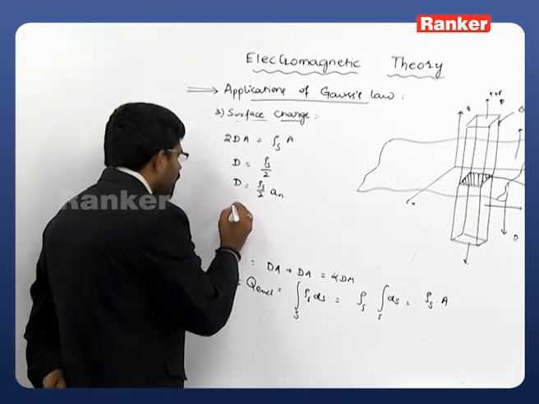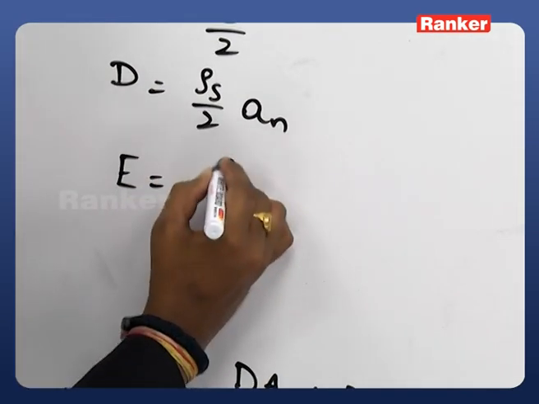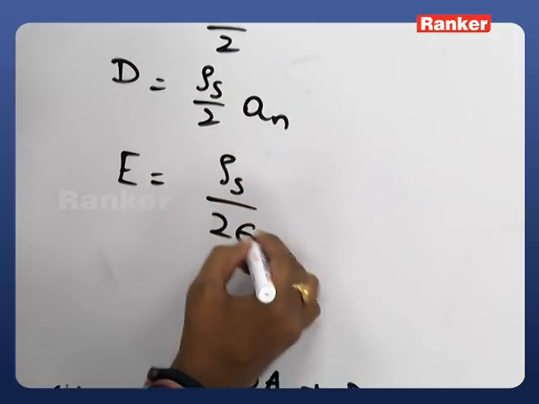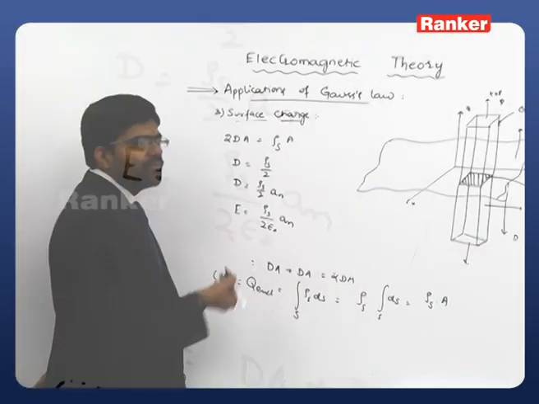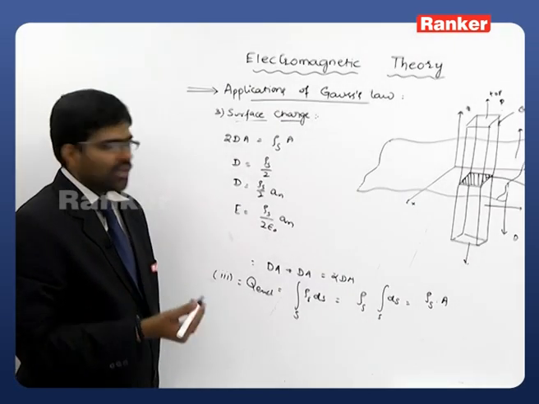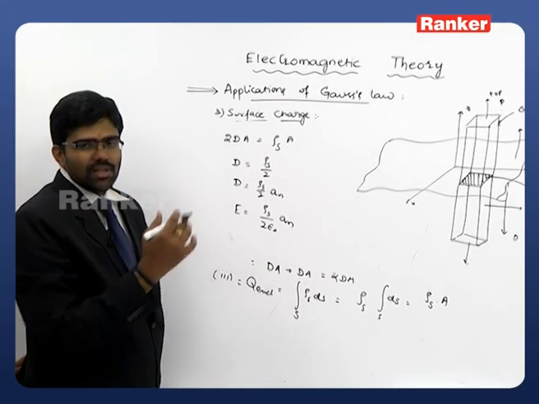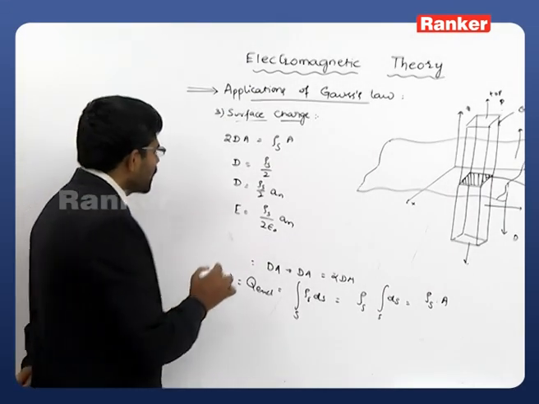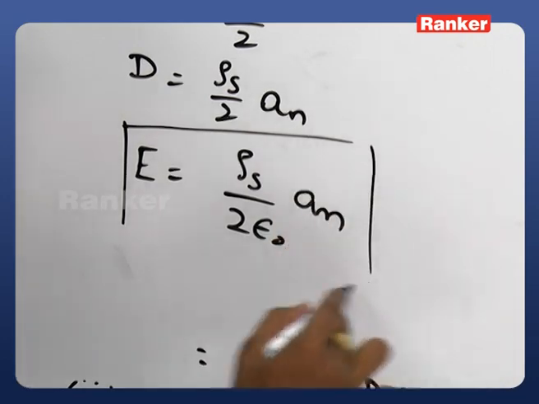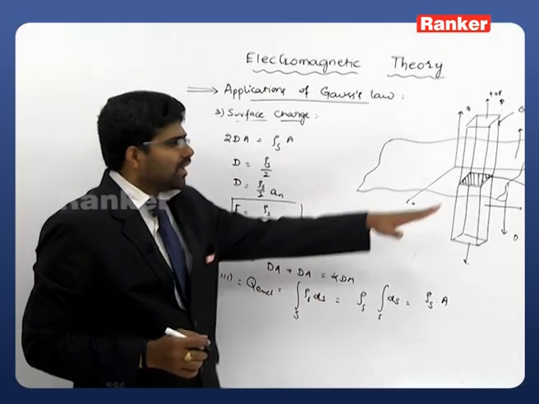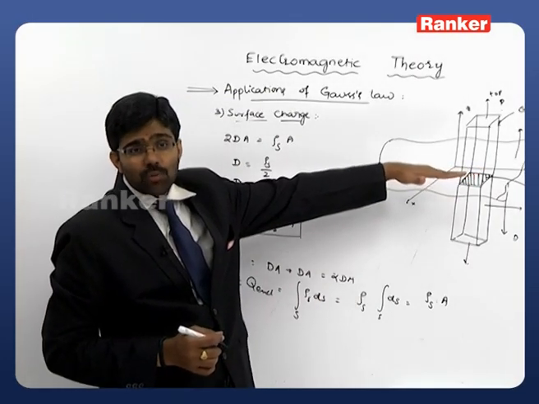So from this one we can obtain E also. E is equal to rho s by 2 epsilon naught for free space. If you are considering any other medium, just this epsilon naught will be replaced with that particular medium. So here, clearly observe, we obtained the electric field intensity equation because of an infinite sheet.